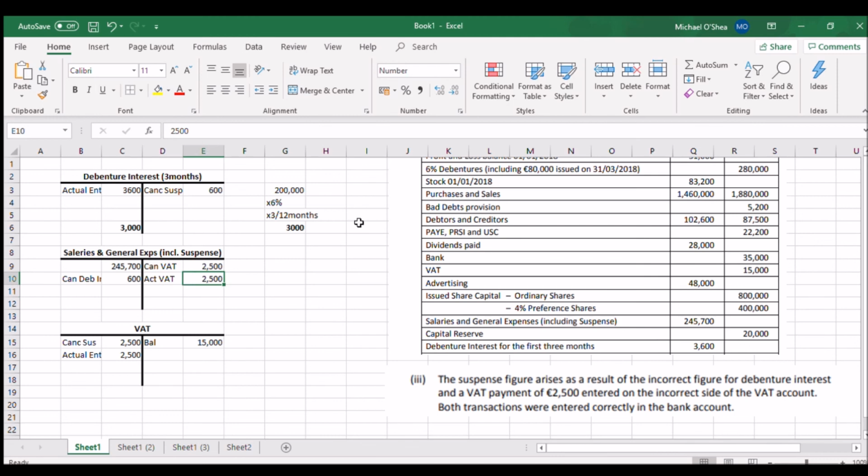That's not the end of the suspense account for this figure. If you have the Hill workings in front of you, there's more to come, but that's how we deal with that adjustment.